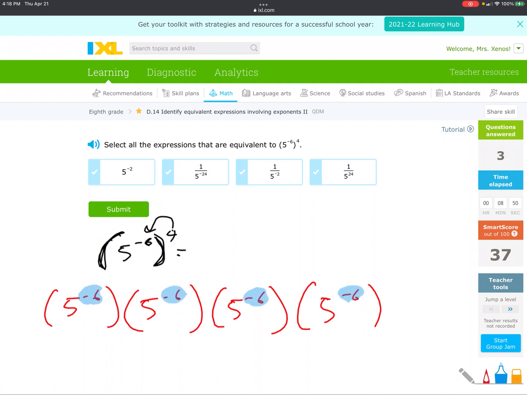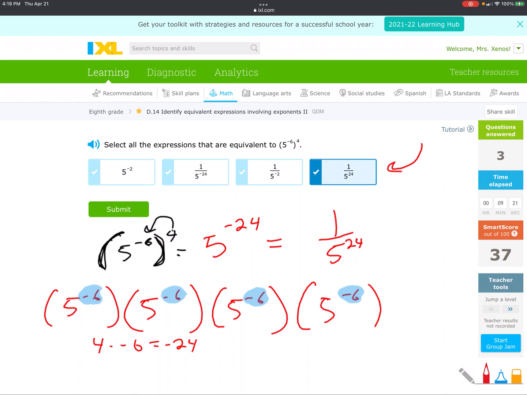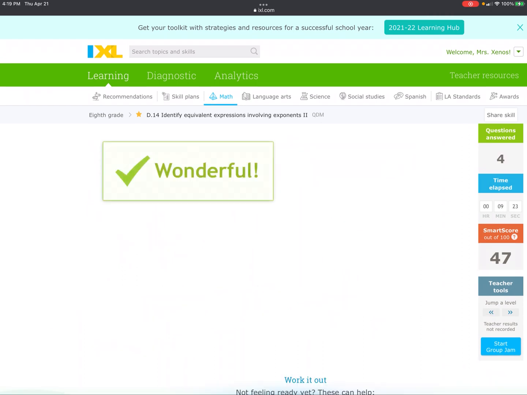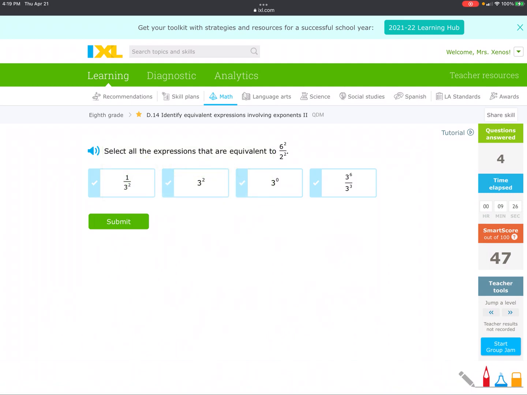We have 4 of them though, so it would be easier for us to just do 4 times negative 6. We're going to get the same thing as if we added all this together, negative 24. So we can think of this more accurately as 5 to the negative 24th power. We don't see 5 to the negative 24th power, but we do see 1 over 5 to the 24th power. So that is one of our answers. And that's it. Good. And so we can keep going.